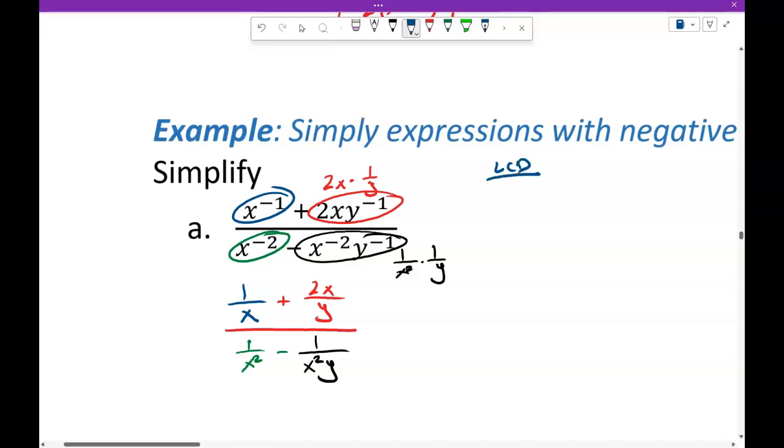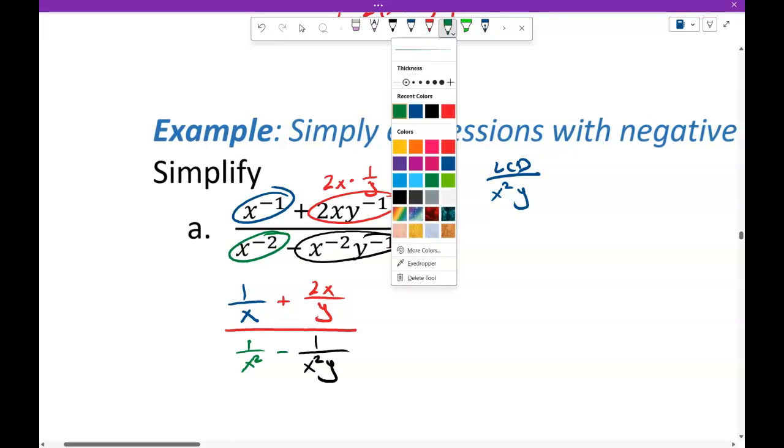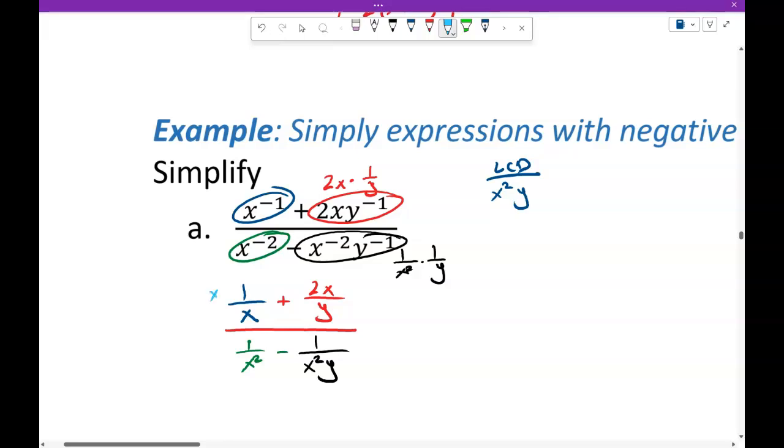Identify my LCD. Of my x's, x squared is the highest degree, and of the y's, I just have y to the first power. So every single term is going to get multiplied by x squared y. Let's use a different color we haven't used yet. x squared y, x squared y, x squared y, x squared y. So we'll go ahead and simplify.